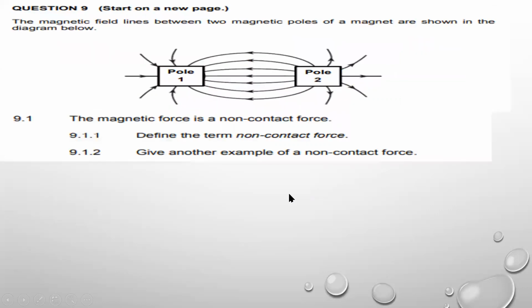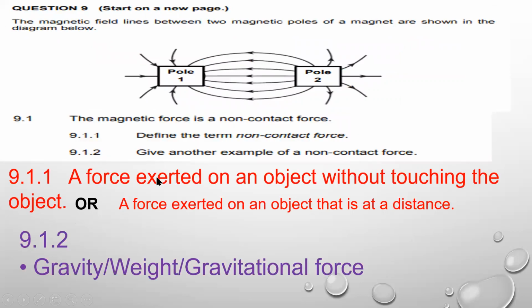Next question about magnetism. Define the term non-contact force. Non-contact force, what was it, people? A force on an object without touching the object, a force on an object with distance. Examples: gravity, weight, gravitational force. Weight and gravitational force are the same thing. And then magnetic force, you know already.